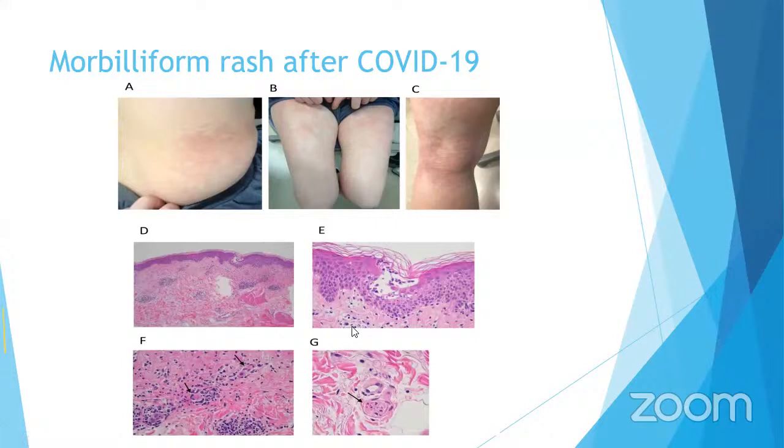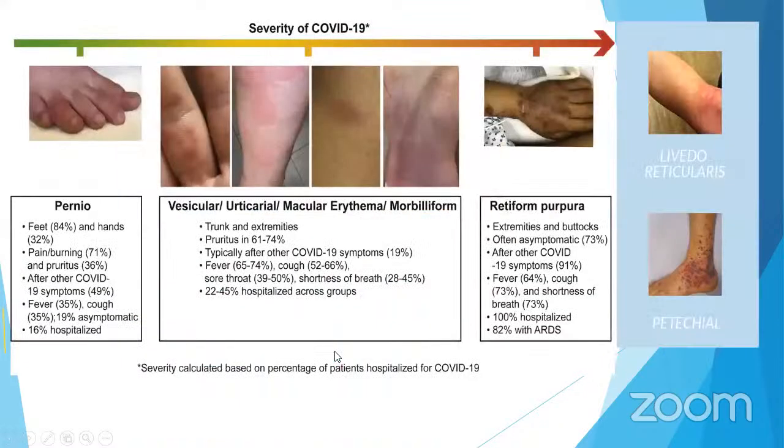In histology, you are going to see the epidermis. In the epidermis, you are going to see vesicle formation, spongiosis, and basal cell degeneration, vacuolation. You are going to see perivascular lymphocytic infiltration, along with small tiny vessels having thrombosis. This is a feature of the morbilliform rash after COVID-19 infection.